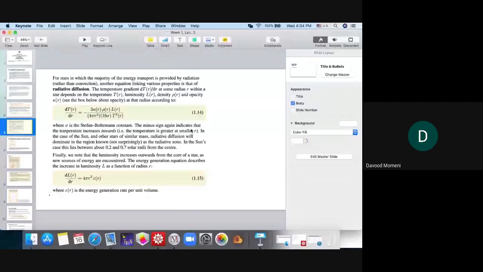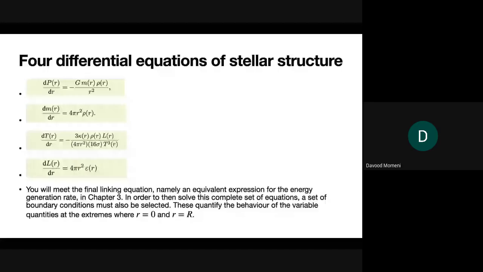We have 4 differential equations, and we have one more equation. You remember at the beginning I showed the equation for ideal gas. If you combine them, of course the ideal gas is not the best approximation, but you will end up with 4 differential equations. Those are called the 4 differential equations of stellar structure. Still, we don't know how to, for example, substitute epsilon R here. This is what we will study in chapter 3, when you study the energy generation rate, because it is a little complicated in relation to quantum mechanics.